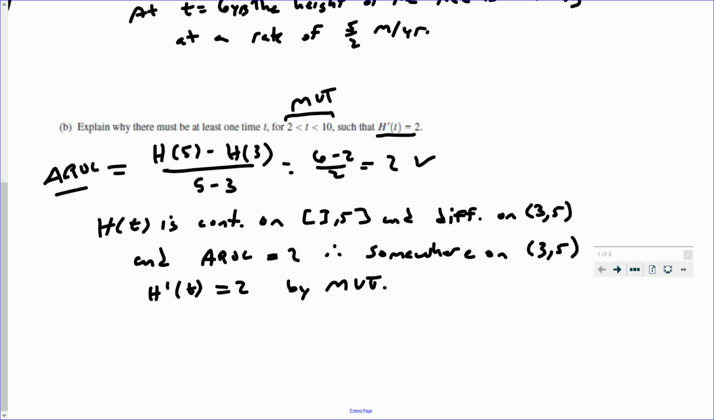And that's it. You get plus 1 for the conditions, plus 1 for your answer. If you don't mention MVT, you're going to lose that point. So make sure you have the words mean value theorem there, okay? All right, let's take a look at part C.